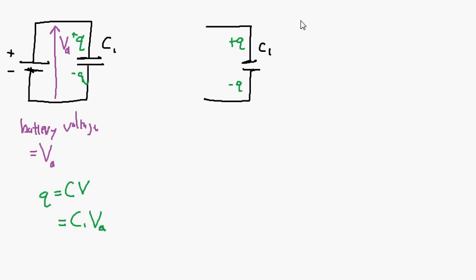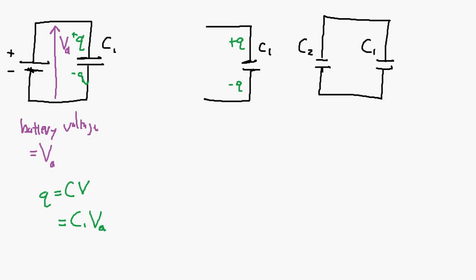Nothing's going to happen there because there's nowhere else for the charge to go until you hook it up to capacitor 2. So this is capacitor 2 here, capacitor 1, and you hook them up end to end on both sides. And then what happens is the charge splits up. Some of this positive charge that was on the top side of capacitor 1 is going to move over here, and a corresponding amount of the negative charge is going to move over here.